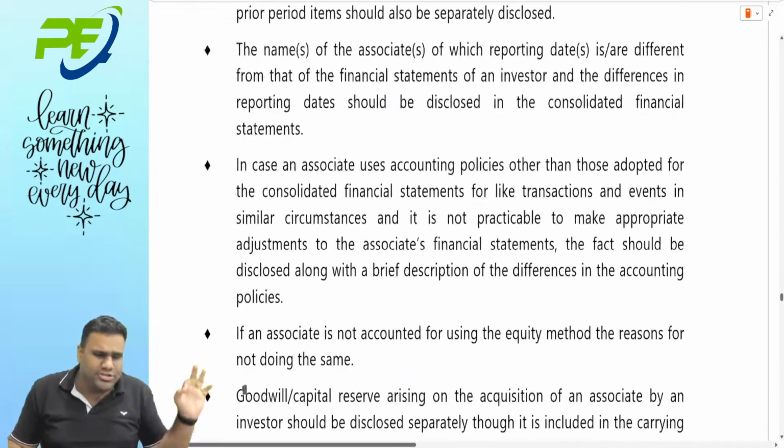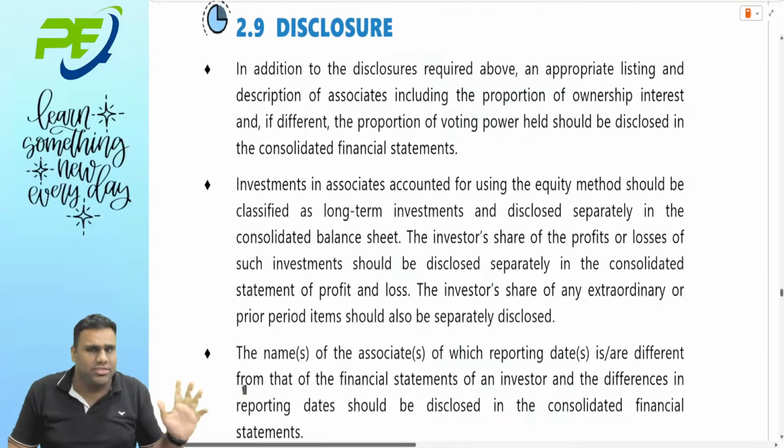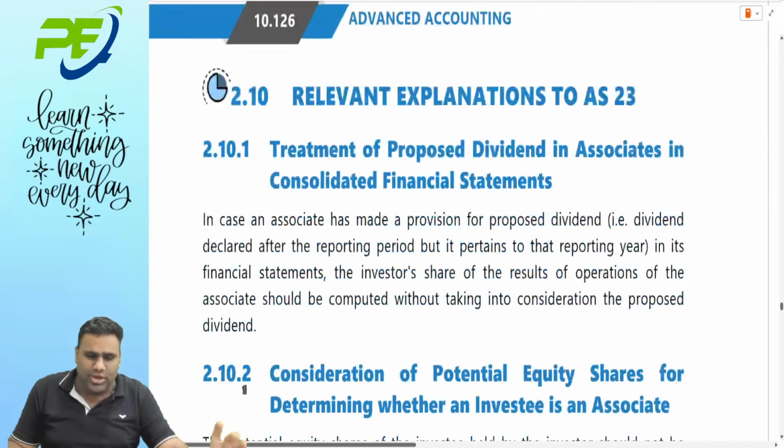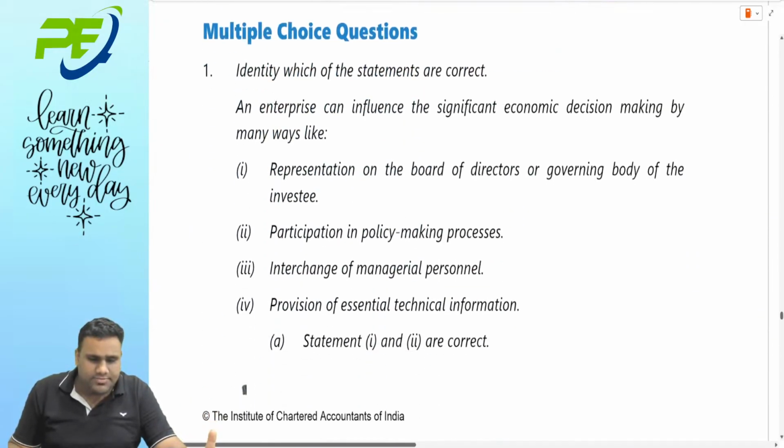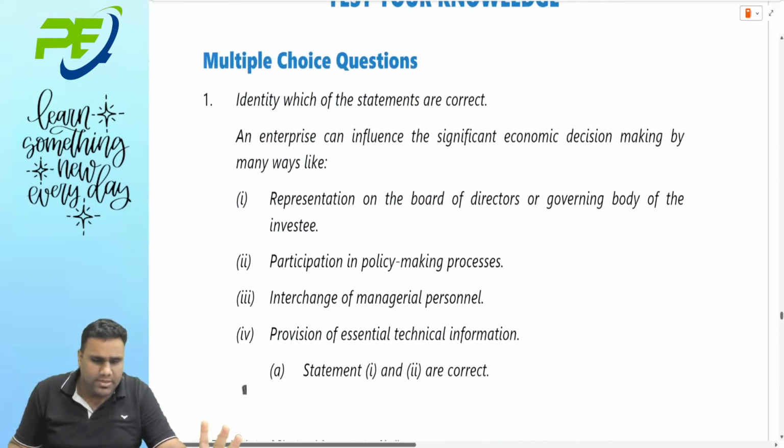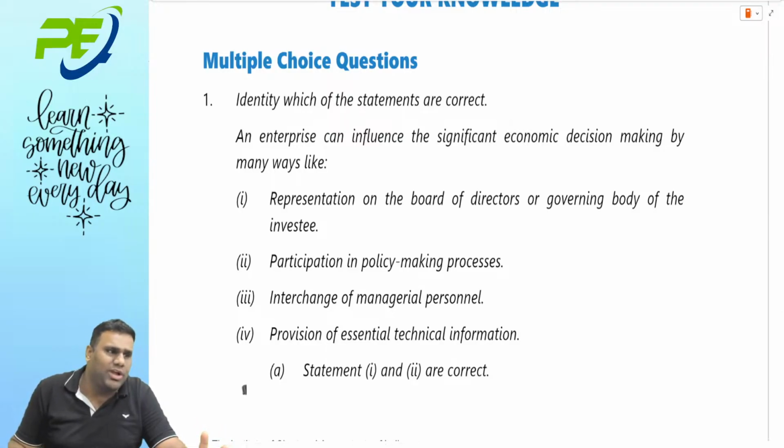Let's start. Disclosure and all you can just read once. There is no great value addition. Not only here, all the other standards also you can go through once. Identify which of the statements is correct. I'm not giving you options. You guys identify.